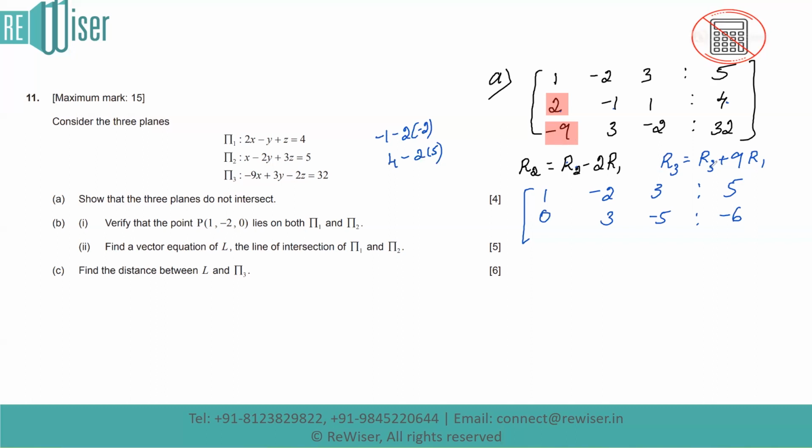For the third row, this part will become 0. Then row 3 plus 9 times this. So that means it's 3 plus 9 times minus 2, which would be negative 15. Then it's minus 2 plus 9 times 3, which is basically 25. And finally here, it's 32 plus 9 times 5, so that's basically 32 plus 45. So 32 plus 45 is going to be, I believe, 77.